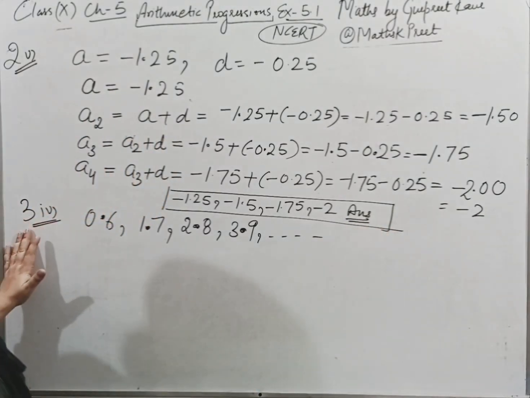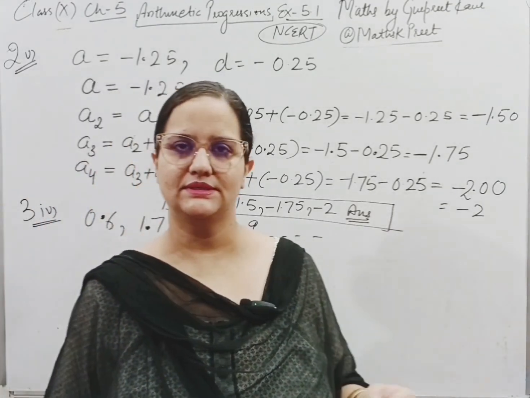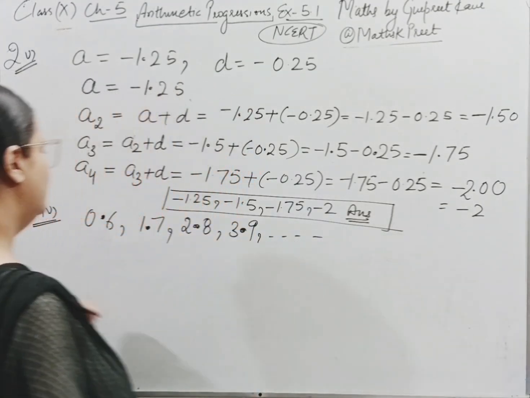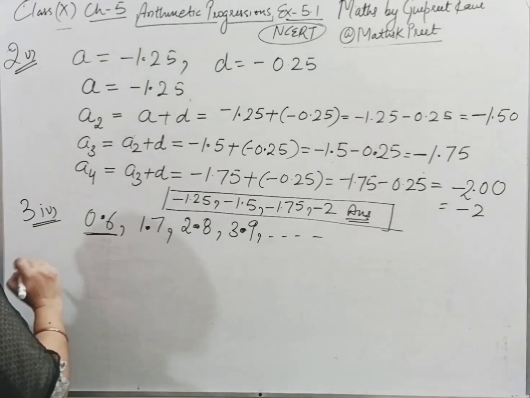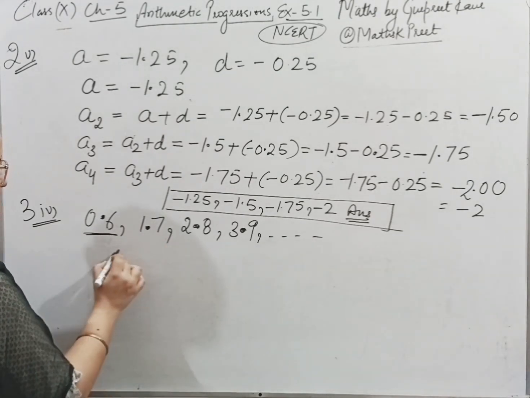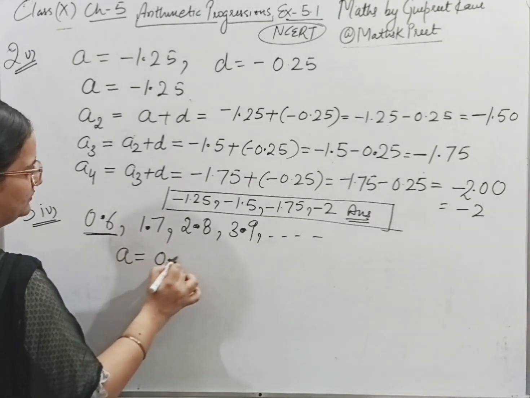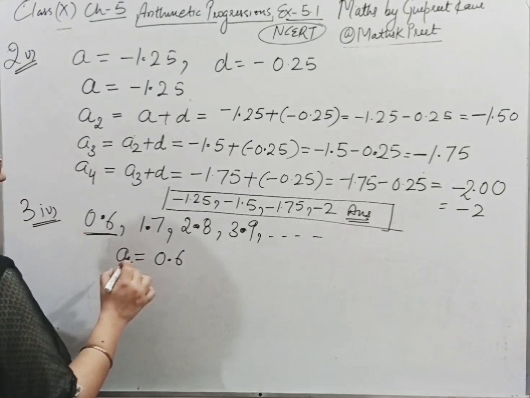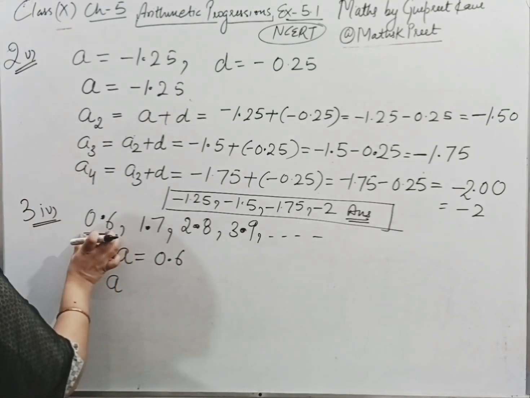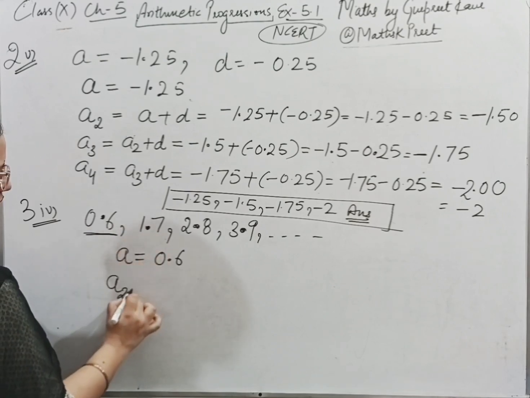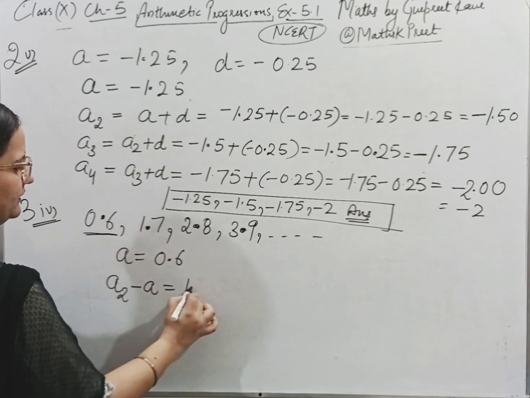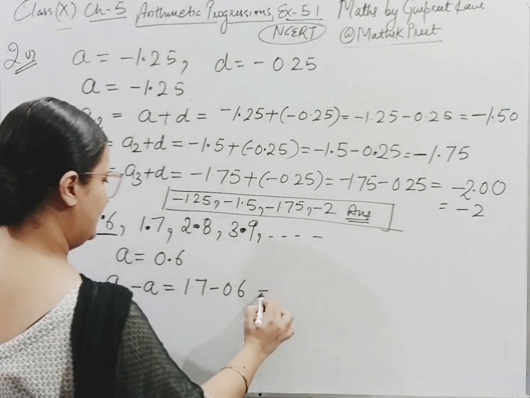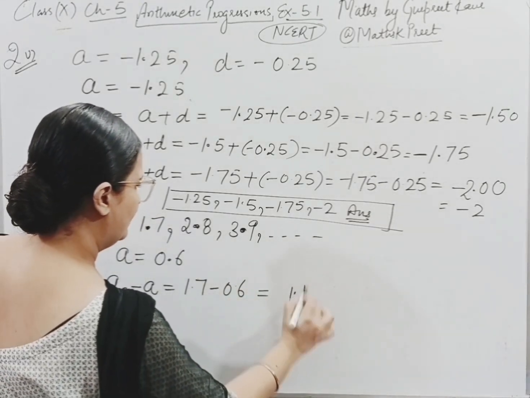Fourth part of question number 3. A sequence is given to us and it is asking us to write the first term and the common difference. So this is the first term written at number 1 in the sequence. So this is my A, 0.6. To calculate the common difference, I'll just subtract A from A2. So A2 minus A. Put the value here, 1.7 minus 0.6. So I am getting 1.1 here.